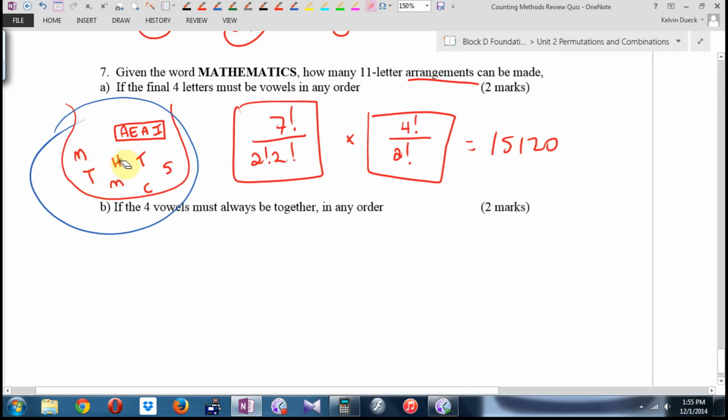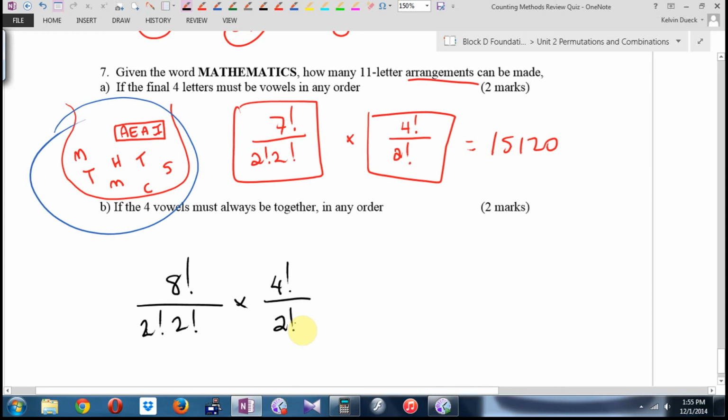One, two, three, what? 8, because if they have to be together, that's one funky Scrabble tile. So it's going to be 8 factorial over 2 M's, 2 T's factorial. Now that's how many ways I can mix those up. But how many ways can I mix up the funky Scrabble tile? I think it works out to 2, but yeah.